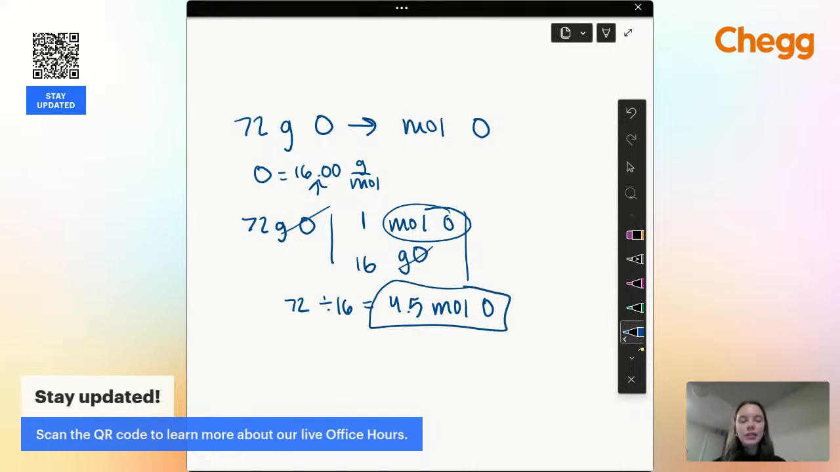That's just a quick little example of how we use molar mass. Next week, we can kind of connect how to get from grams to molecules.